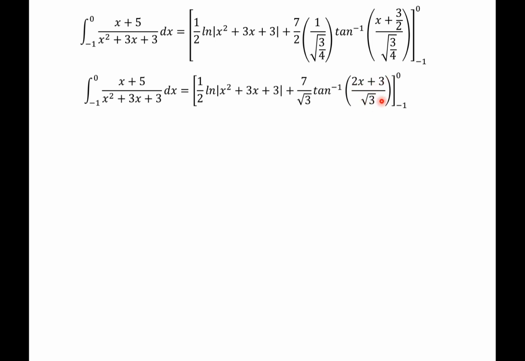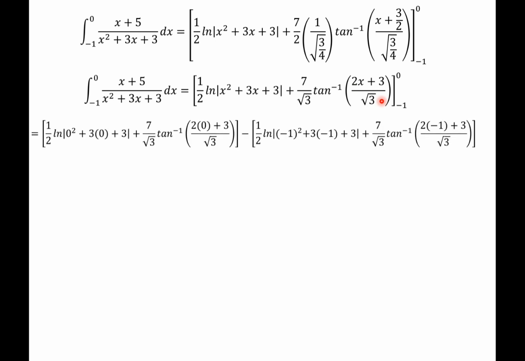And we can now proceed with the substitution of our limits. The upper limit is 0, so we get half ln of 0 squared plus 3 into 0 plus 3 plus 7 over root 3 tan inverse of 2 into 0 plus 3 all over root 3 minus the substitution of the lower limit, which is negative 1. So we get half ln of negative 1 squared plus 3 into negative 1 plus 3 plus 7 over root 3 tan inverse of 2 into negative 1 plus 3 all over root 3.